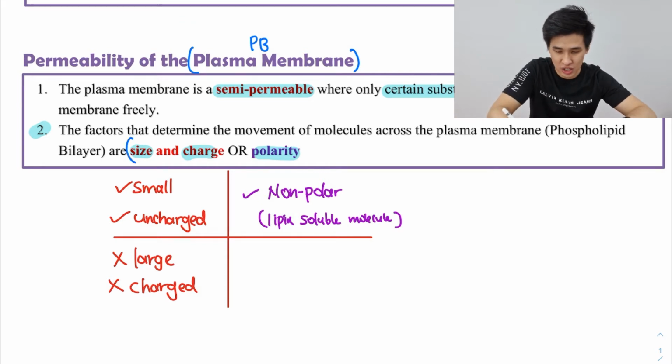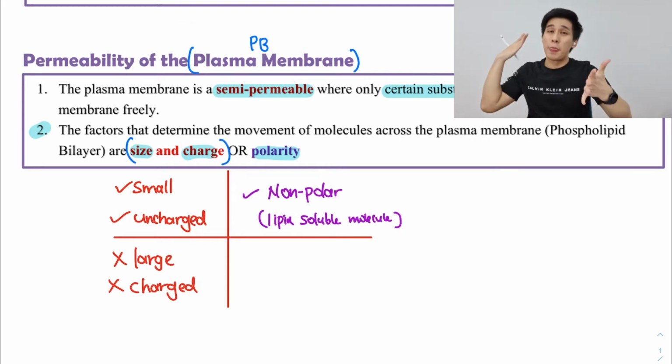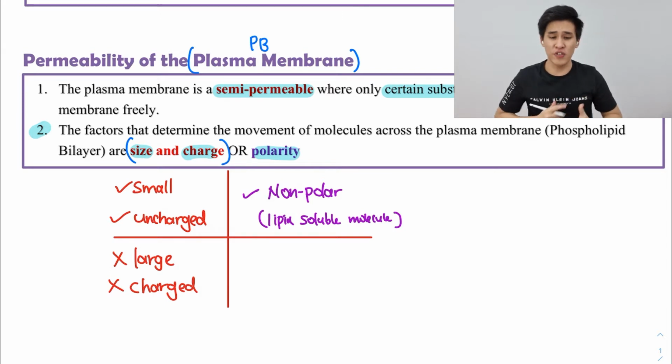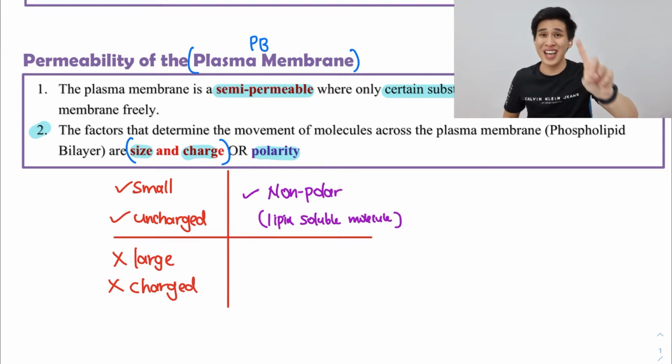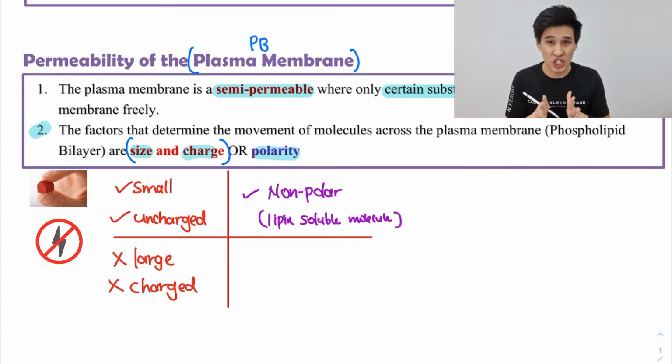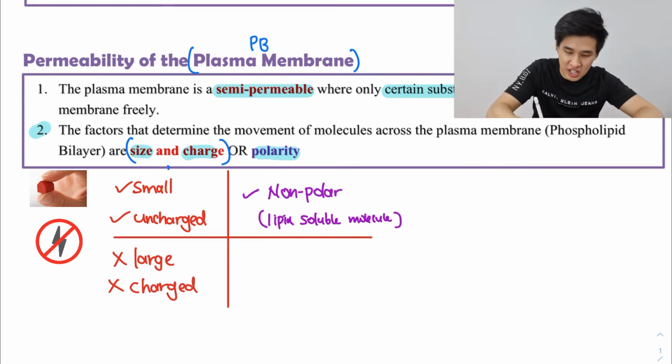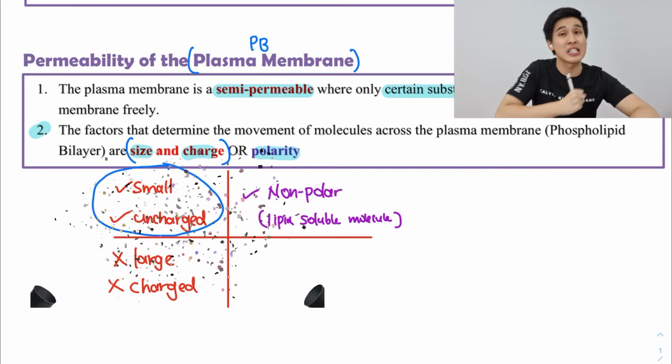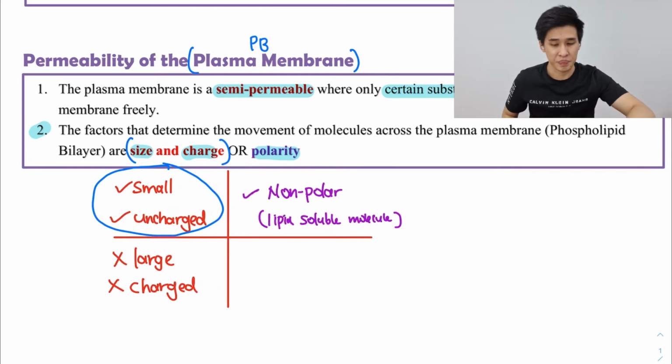So we're going to look at these 3 factors, but mainly actually, we are only going to look at size and charge. So to pass through the main entrance, the phospholipid bilayer, you actually have to achieve 2 criteria, which is size and charge. Mainly, for size, you have to be small. For charge, as you can see here, you have to be uncharged. So if you fall in this category, then congrats, you can easily pass through the phospholipid bilayer.